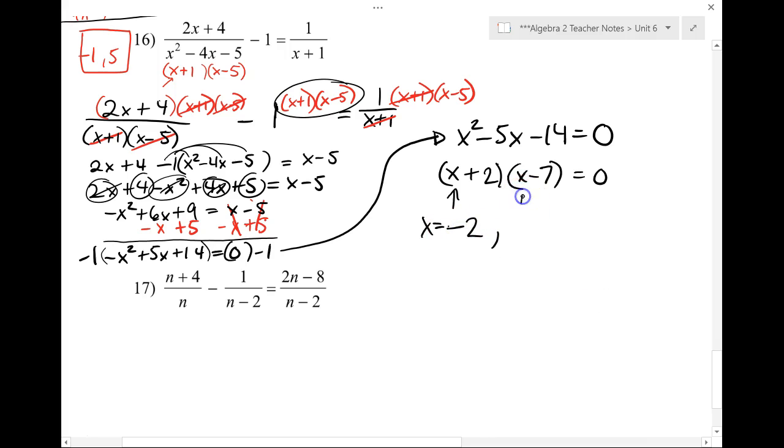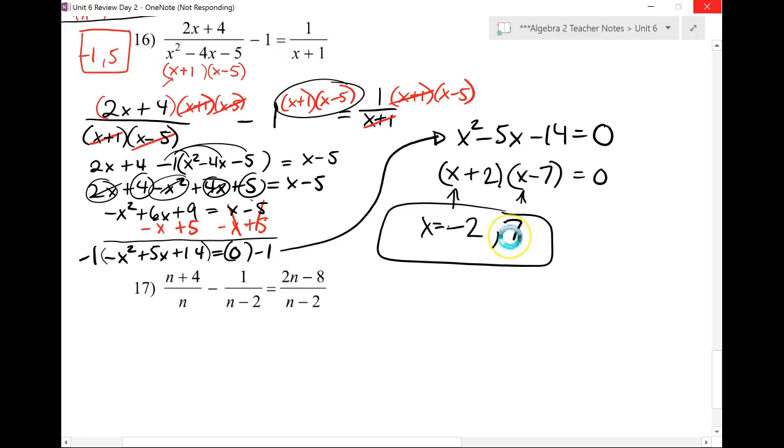And if I plug in 7 here, that will make it equal 0. So there's my solutions. But before I finish, I need to go back and check: is one of those numbers an excluded value or extraneous value? -1 or 5? No. So both of those work.